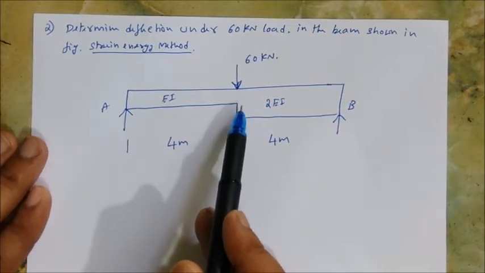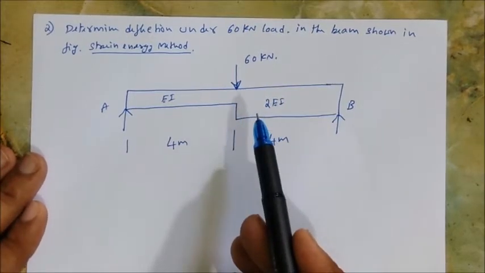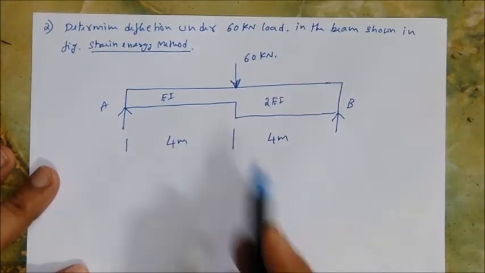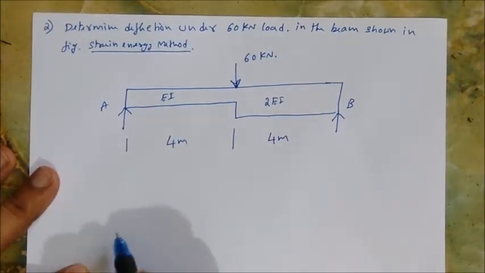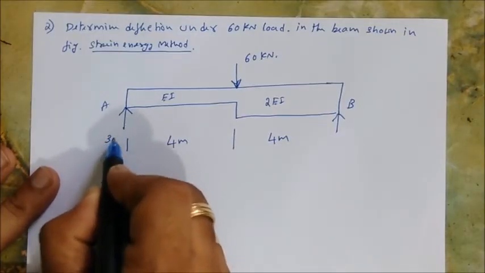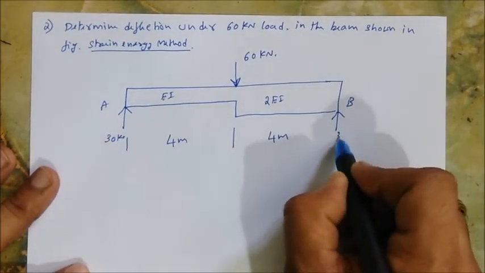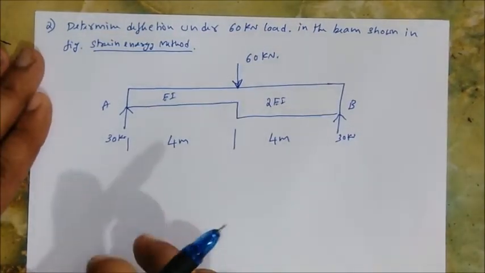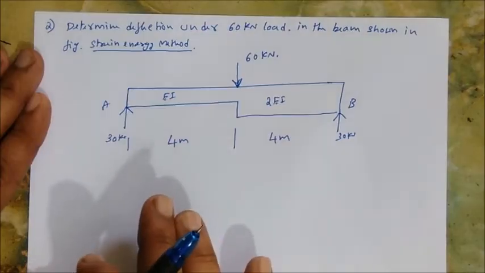Okay, now we'll solve three problems. They are very simple problems. Now we'll start with this one. So this is the beam I have taken. Now we'll get the reactions here. If you calculate the reactions, the reaction at A is 30 kilonewton and the reaction at B is 30 kilonewton because it's a symmetrical one. Now first in the strain energy method, you have to get the strain energy.